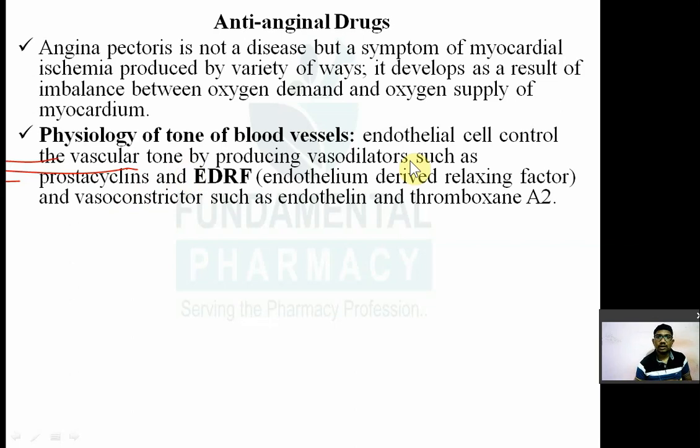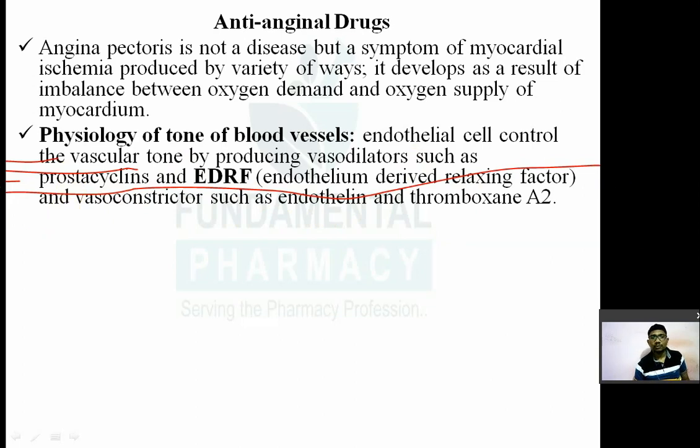So the endothelial cell controls the vascular tone by producing vasodilators such as prostacyclins. Prostacyclin is nothing but a vasodilator. Prostacyclins and endothelium derived relaxing factor, EDRF. EDRF means endothelial derived relaxing factor. It is nothing but nitric oxide. Okay, so nitric oxide and prostacyclins are the vasodilators, and there are certain vasoconstrictors also.